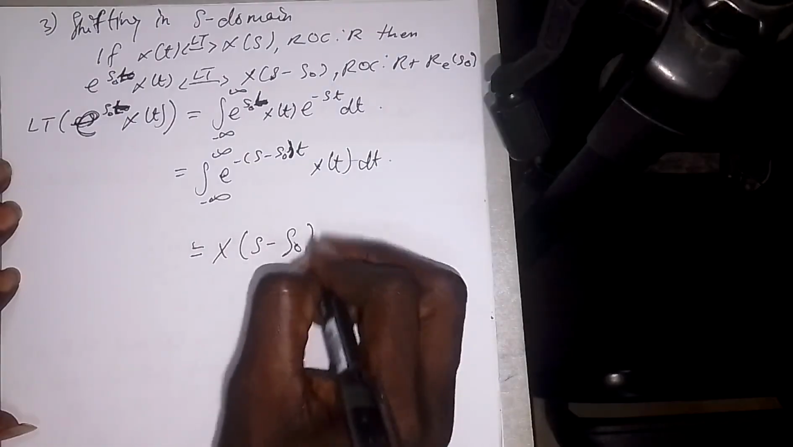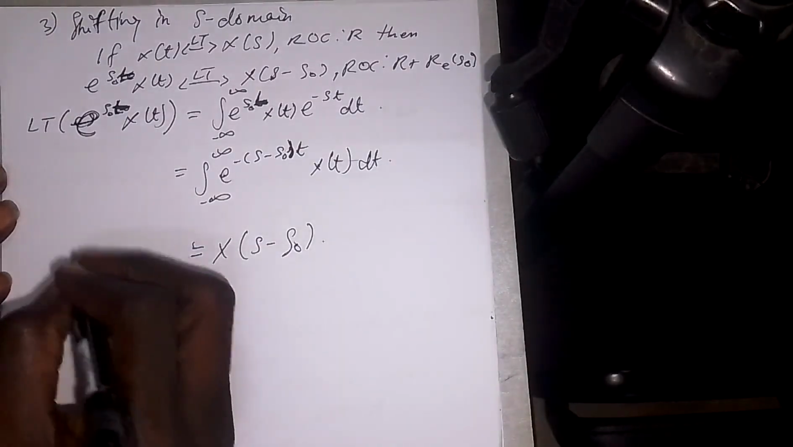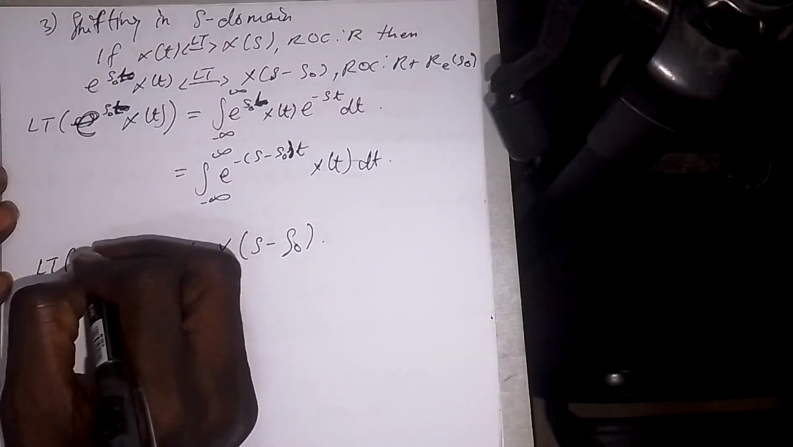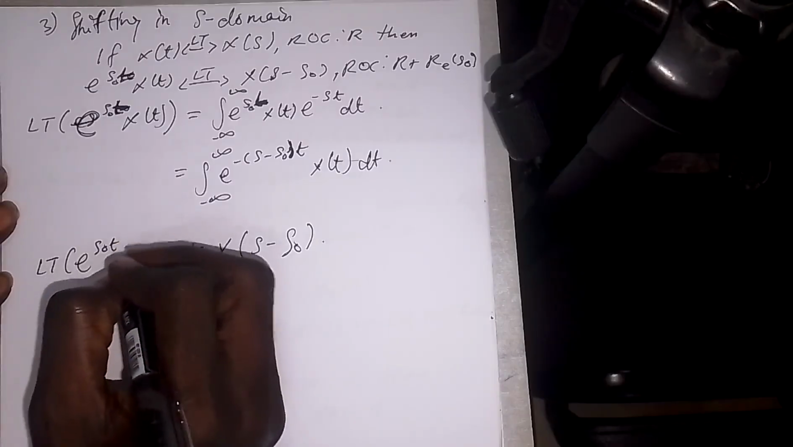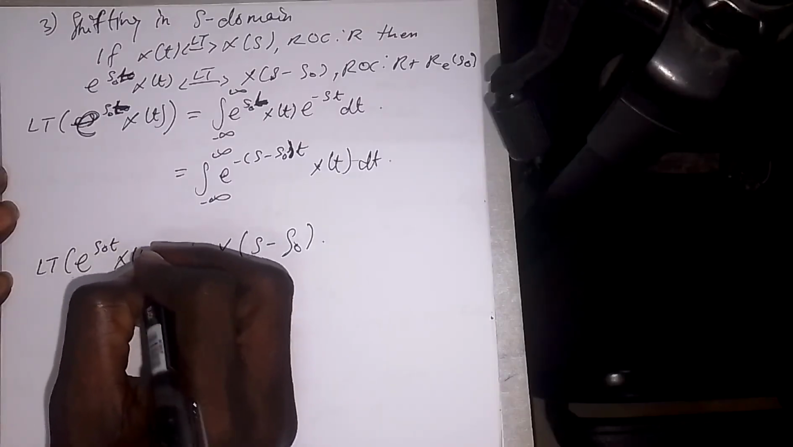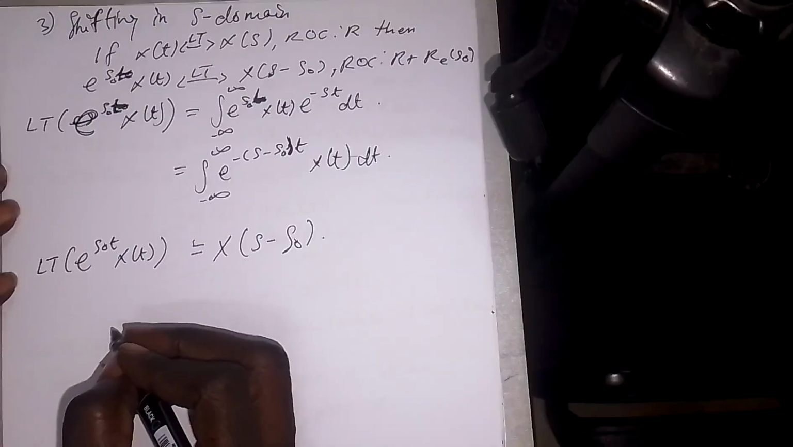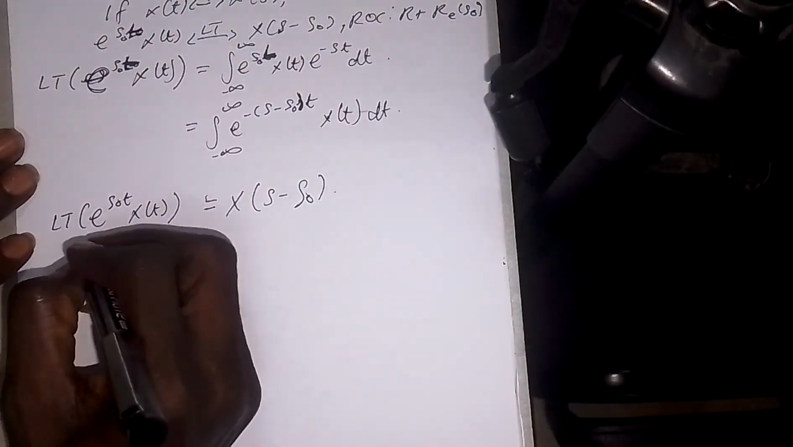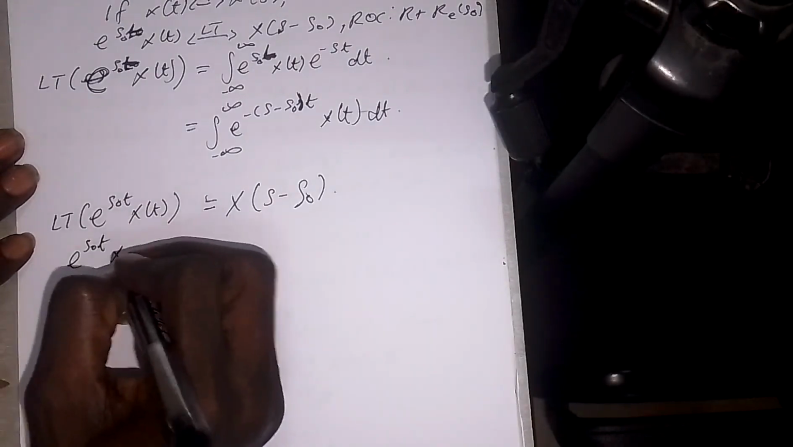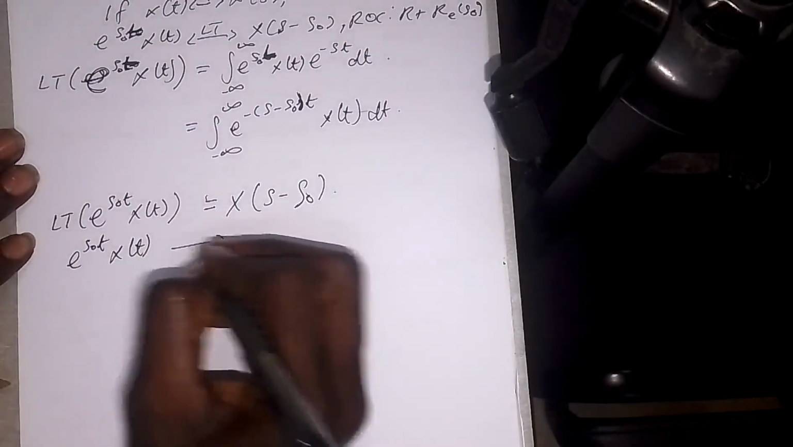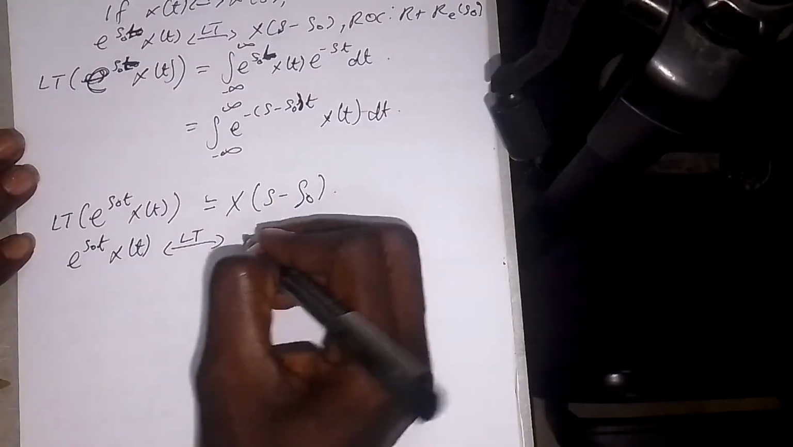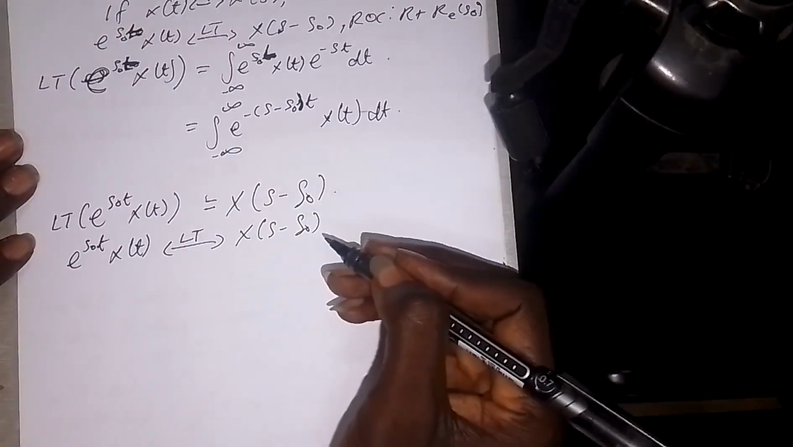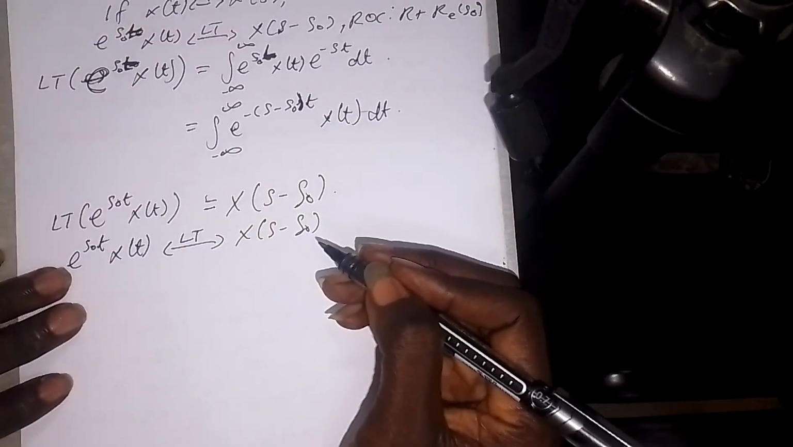X of s minus s naught. Okay, so now you can see that the Laplace transform of e^(s_0 t) x(t) has this Laplace transform. So if I don't want that, I can just also write it like this: e^(s_0 t) x(t) has a Laplace transform of x of s minus s naught. Okay. So basically that is how you get it.